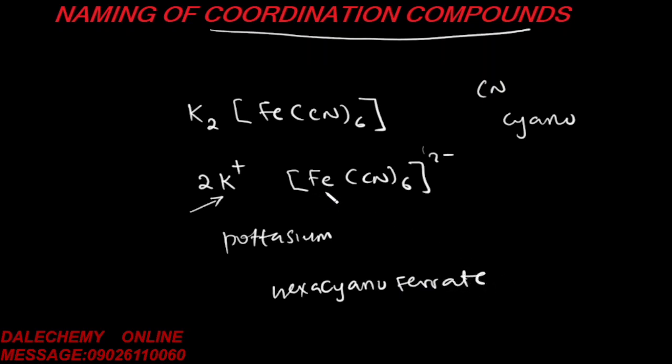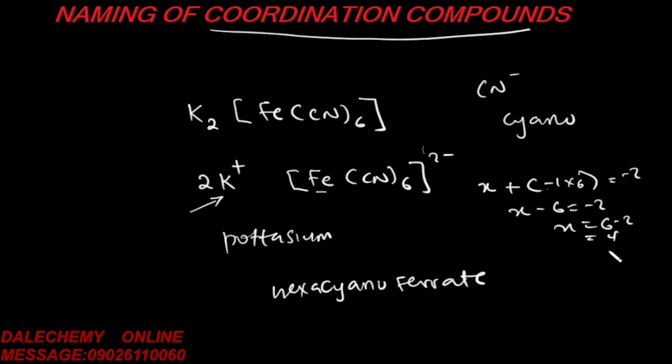So what will now be the oxidation state of this ferrate? You have to calculate that. So that will be X, plus, in brackets, cyano is having -1, so -1 times 6, equal to -2. So that will be X minus 6 equals -2. X will be equal to 6 minus 2, which is equal to 4. So that will be hexacyanoferrate(IV). Then you join it with the first name, which is potassium hexacyanoferrate(IV). So that's how to name this compound.